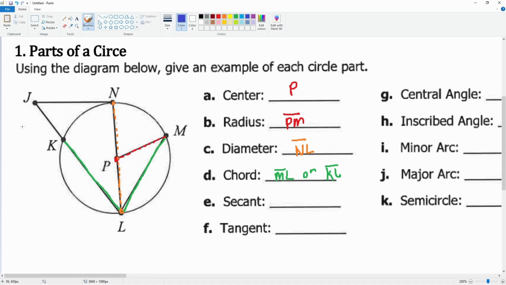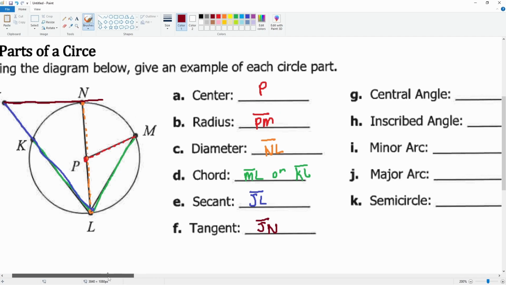Next, you want to do a secant. The whole thing here would be a secant, right? It goes from the outside in. That would be JL. Tangent. The tangent is a line that's from the outside. It only touches one point here. So line JN would be the tangent.